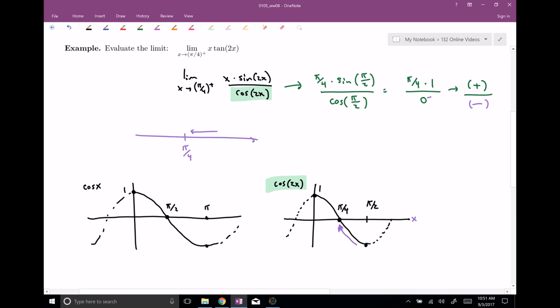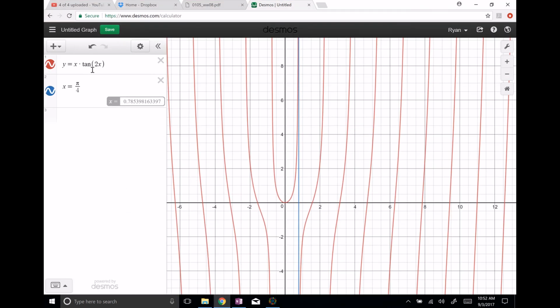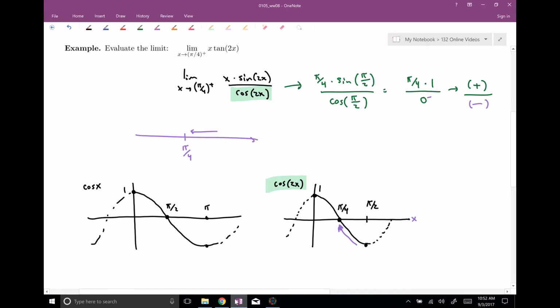Now, of course, anytime I do a complicated problem like this, I think it's a good idea to go ahead and check our work. And so I went ahead and graphed x tangent of 2x on our Desmos calculator here, and I'm interested here at pi over 4. Again, my hypothesis based on this work is that if I approach from the right, I'm heading towards -infinity. Let me go ahead and write this down. This will be our answer here.